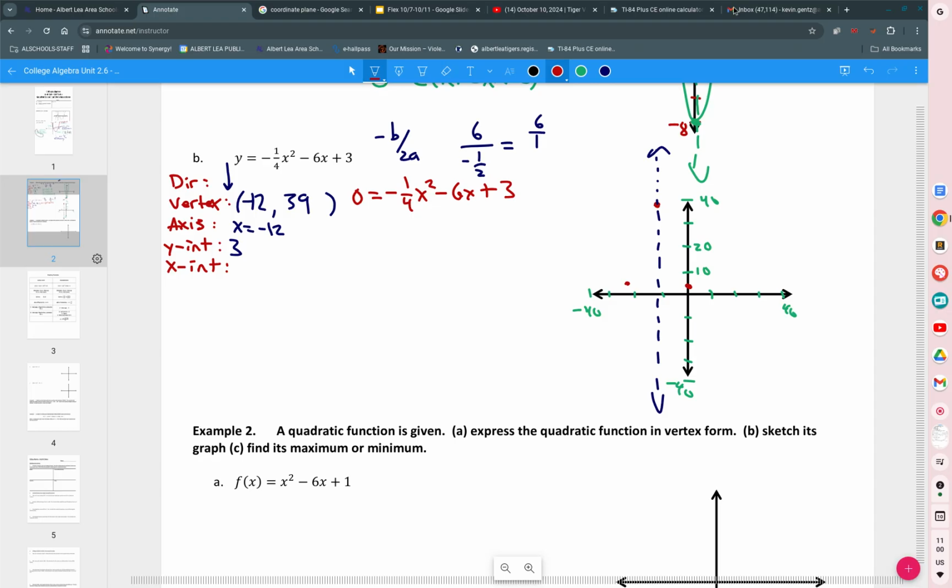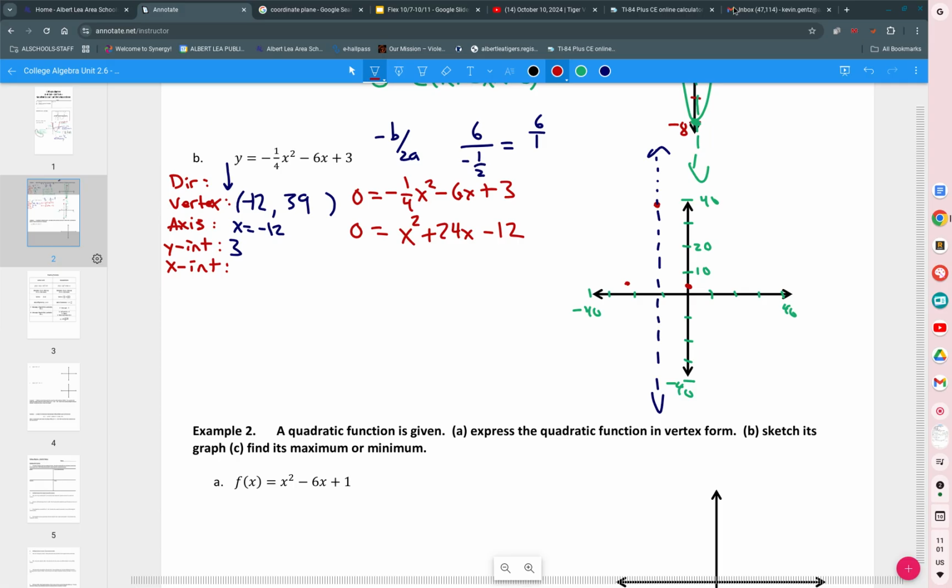Multiply everything not just by 4, but by negative 4. So I'll multiply through by negative 4, and I get a positive x squared. Negative 4 times negative 6 is positive 24. And negative 4 times 3 is negative 12. Sorry about that, I wrote an x to the fourth. That's definitely an x squared.